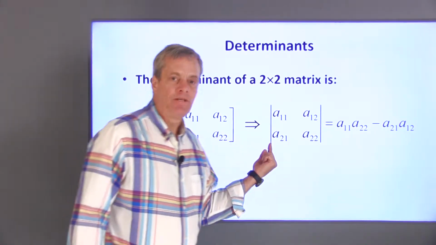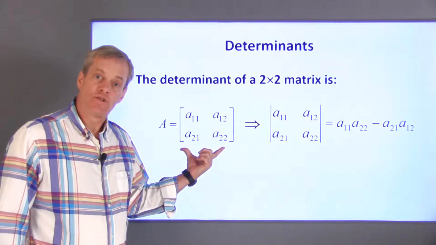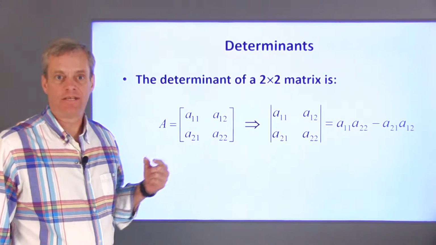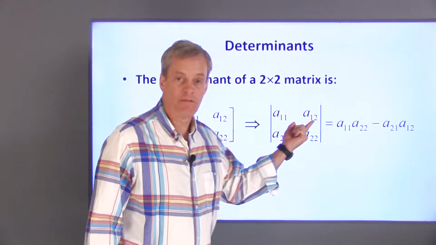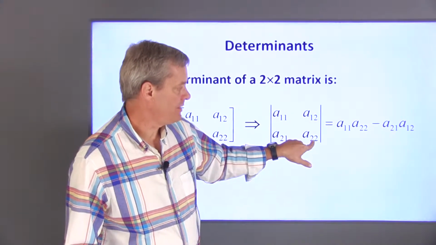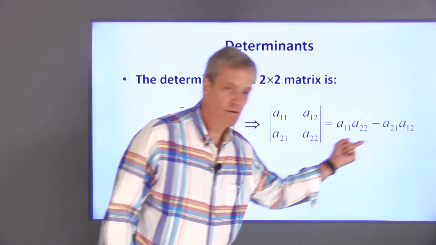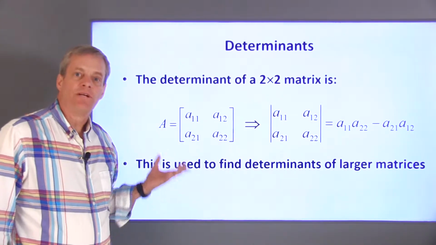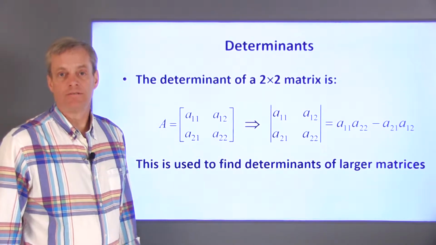Determinants are indicated by placing the elements of the matrix within vertical bars. If A is a 2 by 2 matrix with these elements, its determinant is the product of the diagonal elements minus the product of the off-diagonal elements. So the determinant of A is A11 times A22 minus A21 times A12. I'll use the determinant of a 2 by 2 matrix to calculate determinants of higher dimension matrices.